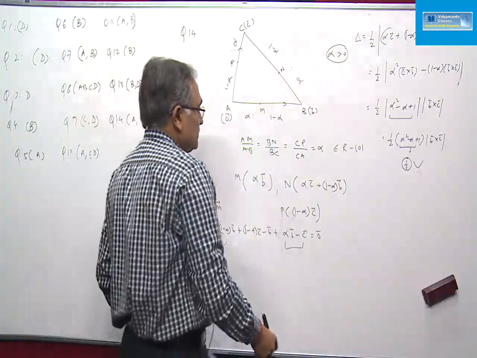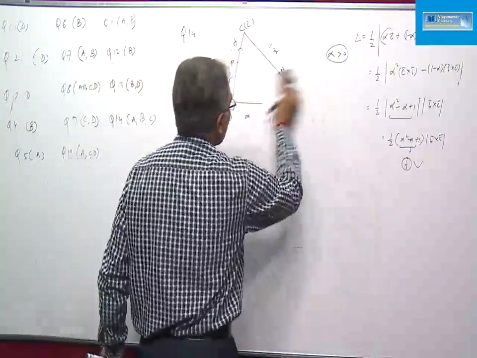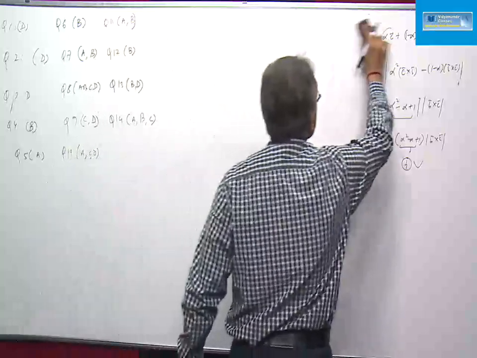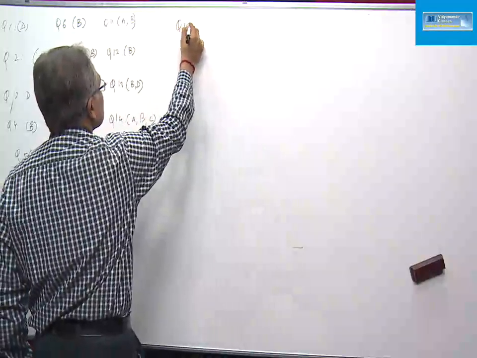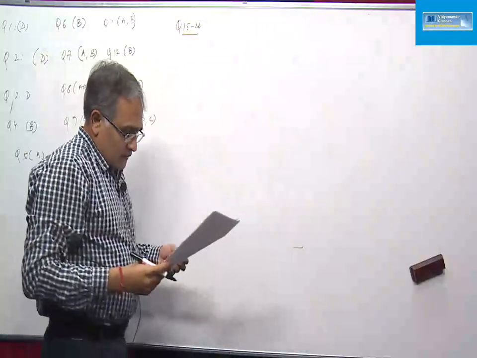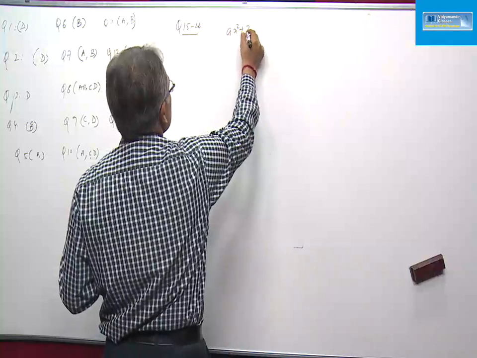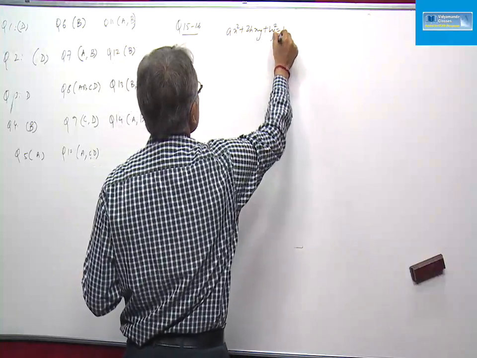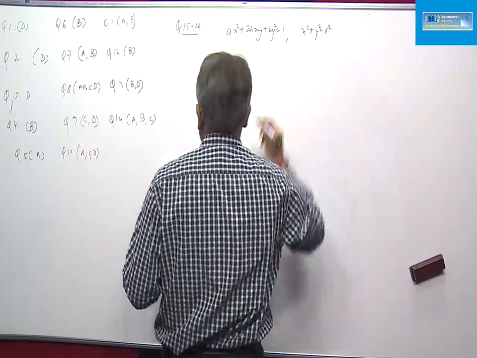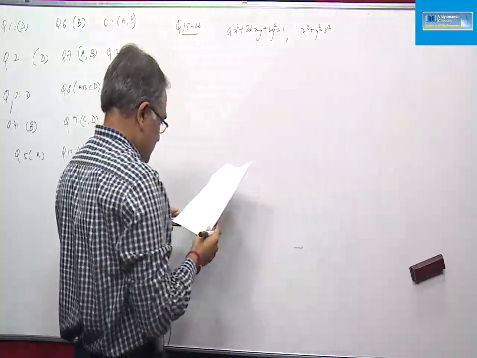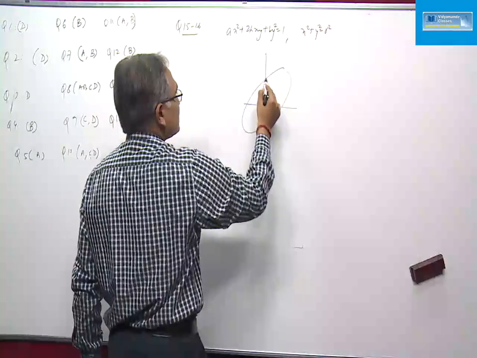Now coming to question number 15, 16th part, passage type. It says there is a conic ax square plus 2hxy plus by square is equal to 1. It's a conic section, and there is a circle x square plus y square is equal to r square. Let's say this conic is like this and the circle is like this.